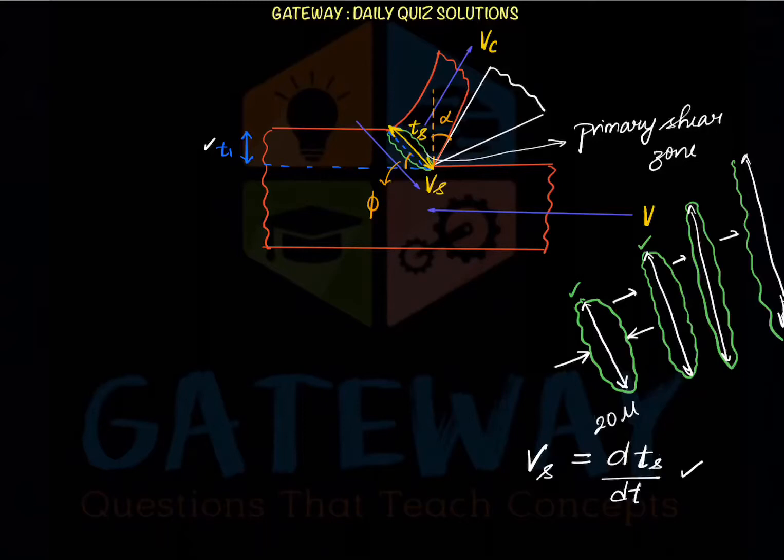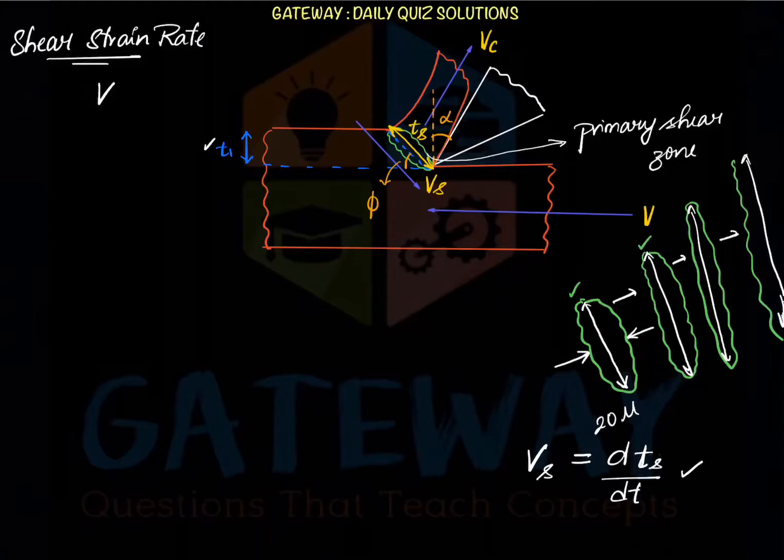If it is keeping on increasing, then the strain also will be keeping on increasing with time. So we will calculate the shear strain rate. Since we are making a shear zone, and strain is calculated for the shear strain, we need to calculate the shear strain rate. Whenever a rate is given, the shear strain rate can generally be given as velocity of shear upon the thickness of the shear. Okay, this is the formula for shear strain rate.